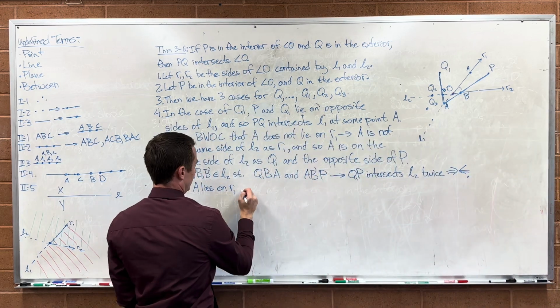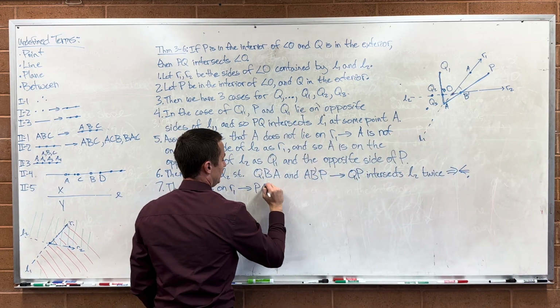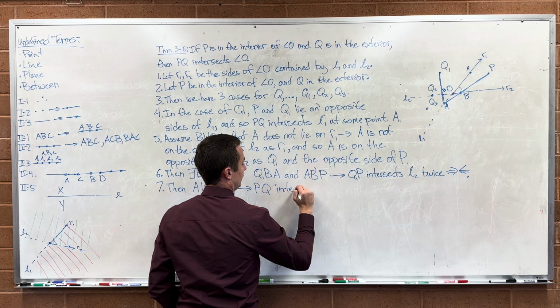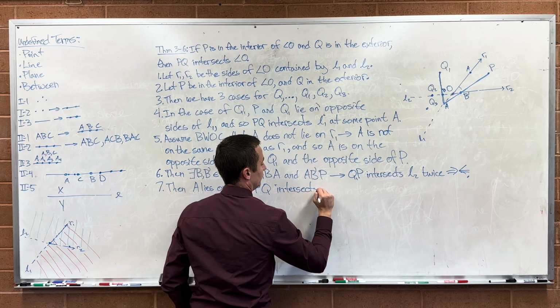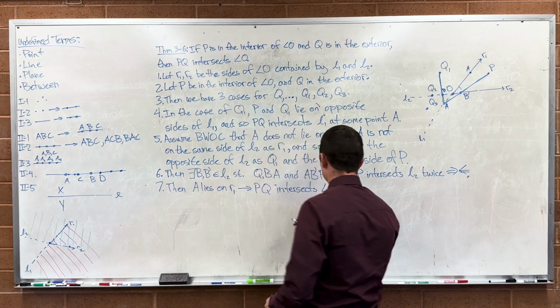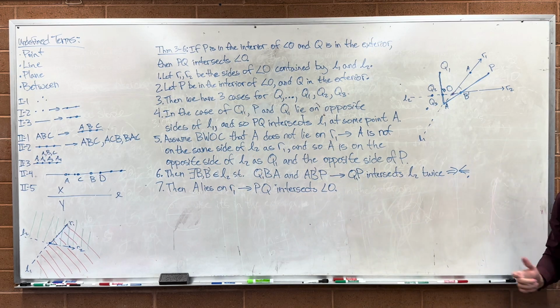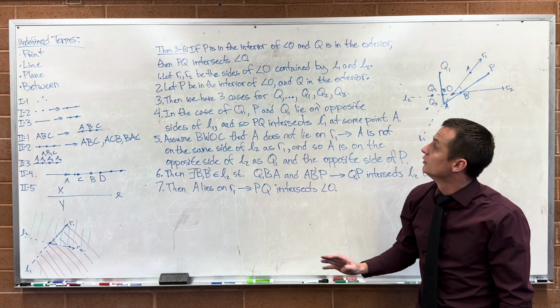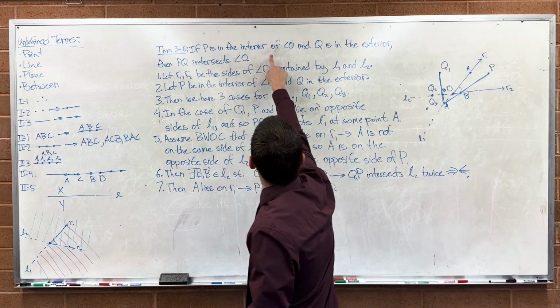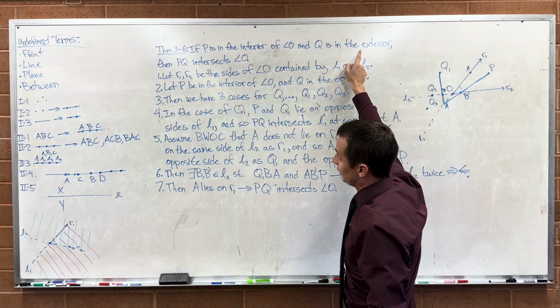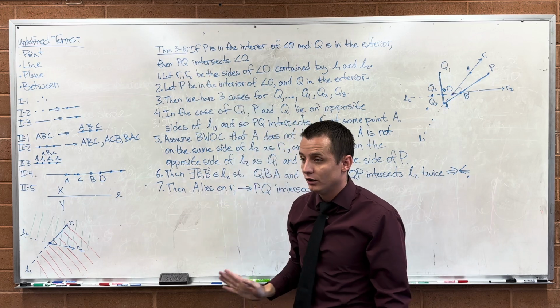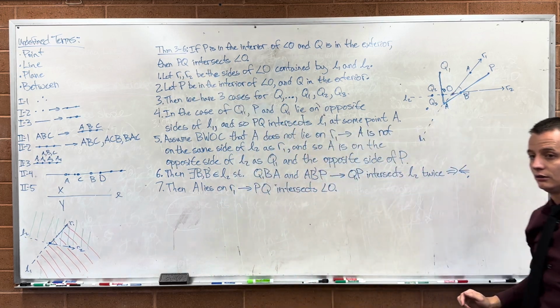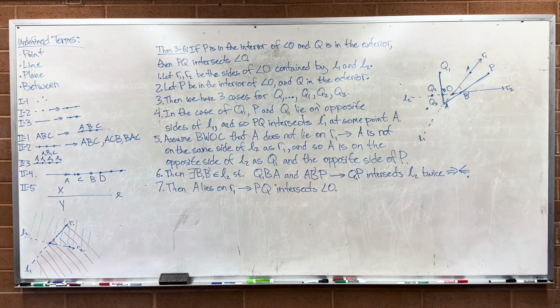We were trying to prove that PQ intersects angle O. That's ultimately what we were trying to show. From the start: if P is in the interior of angle O and Q is in the exterior, then PQ intersects angle O. But can point A lie on R2?